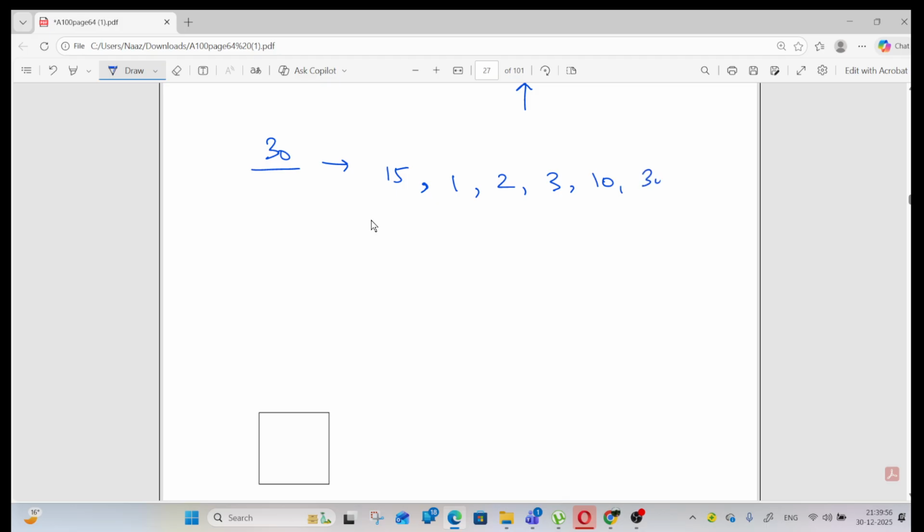30, yes. 5, right? So if you see out of these, 6, yes, 6. Very good. 6 is also a factor of 30. So, if you see out of these, can you tell me which ones are prime numbers or prime factors from this list of numbers?